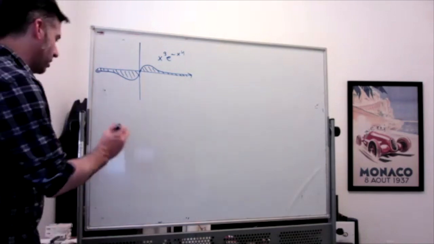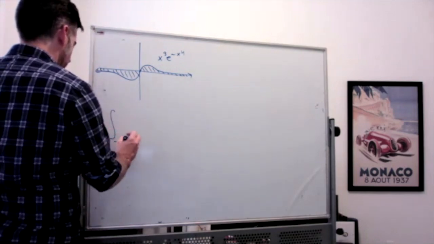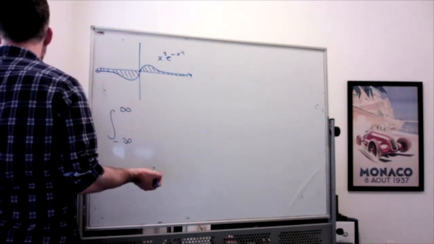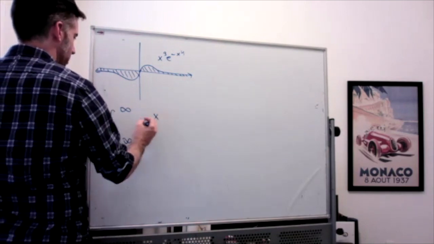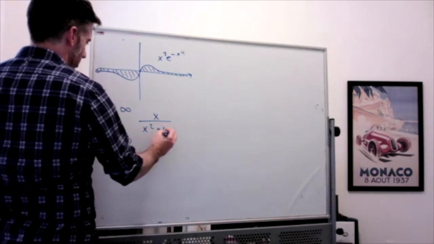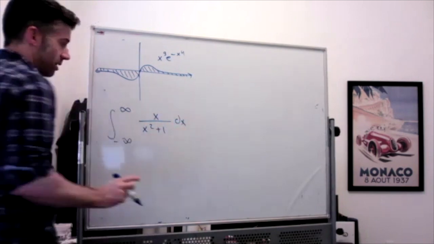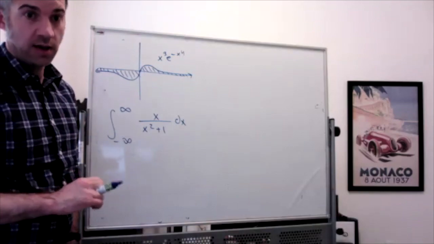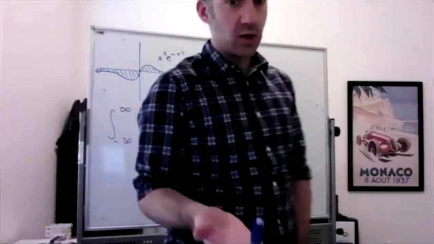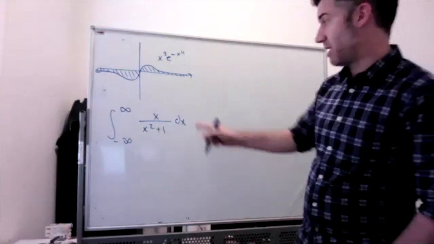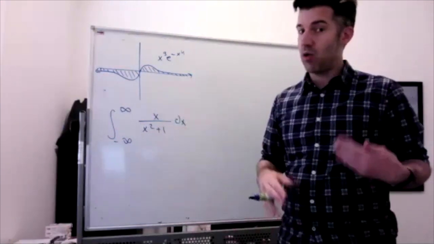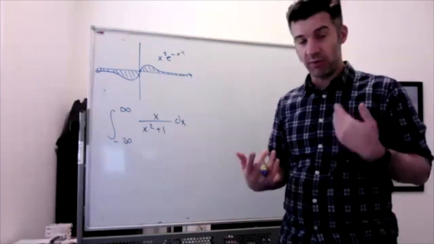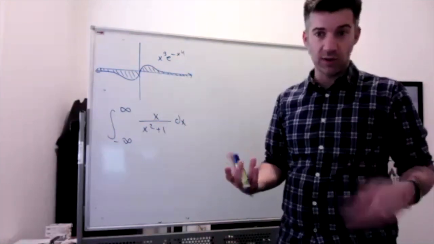For example, this integral from negative infinity to infinity of, sure, x over x squared plus 1, is an odd function, but it diverges. In fact, we already have a good intuition it diverges because x over x squared acts like 1 over x. And we know that 1 over x is a divergent function, or the integral of 1 over x is divergent.